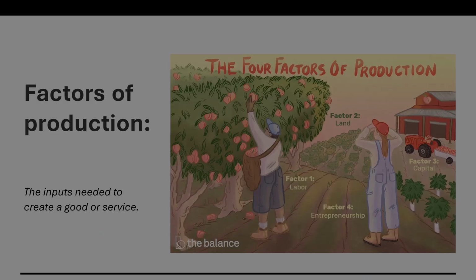So, what are the factors of production? The factors of production are the inputs needed to create a good or service.